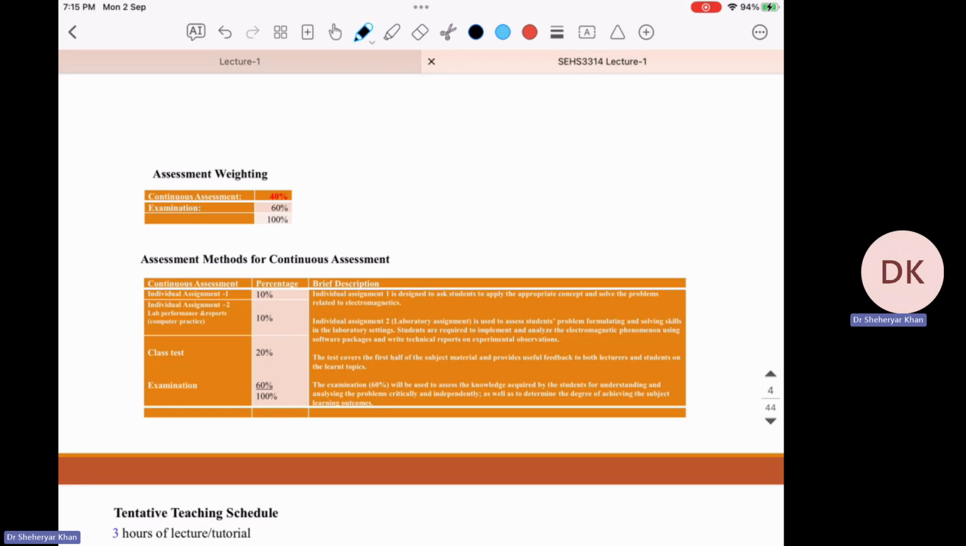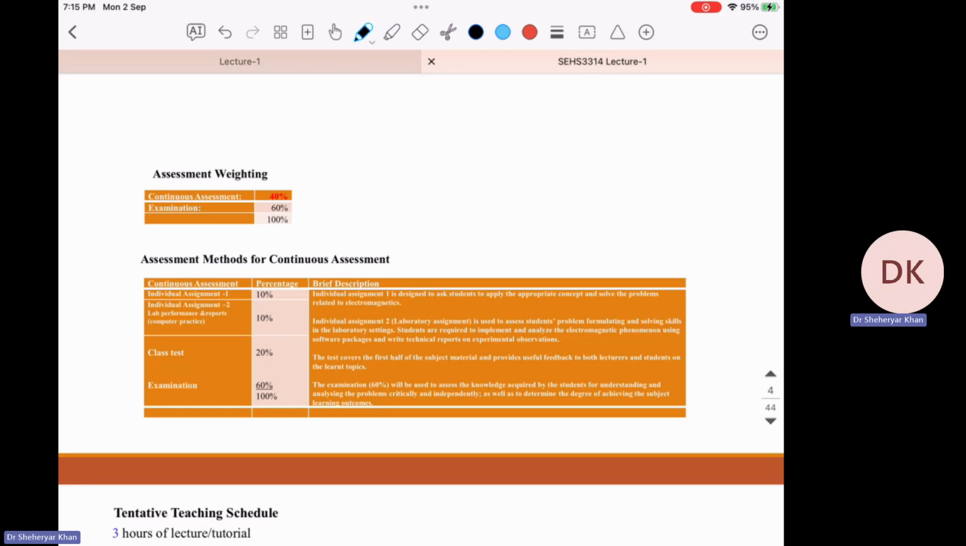Then we have a class test. We can negotiate the exact time of the class test. Usually I prefer the 6th to 7th lecture, okay? So we can decide which week suits our schedule, okay?